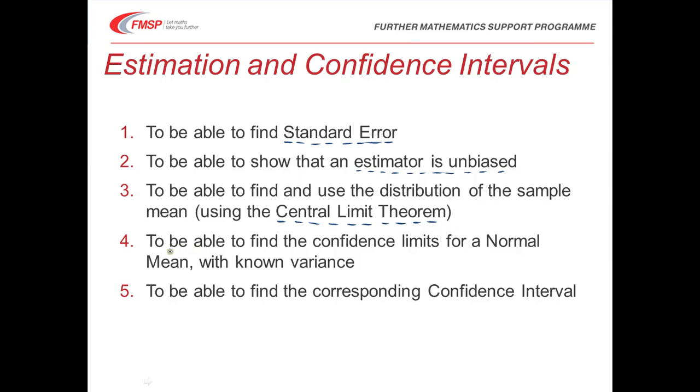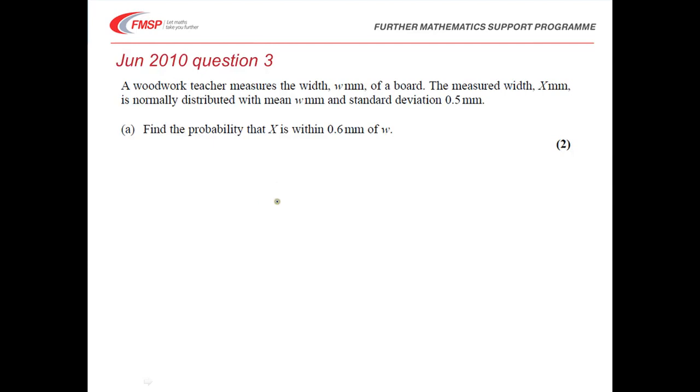We also need to be able to find confidence limits for a normal mean with a known variance, or alternatively use the central limit theorem to get there. We also need to find the corresponding confidence interval. So you will find questions sometimes asking how the central limit theorem is useful in this case, or the importance of it, and it would be along the lines of: we need a normal distribution to find the confidence interval.